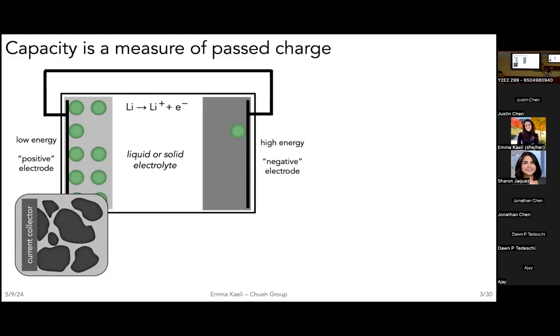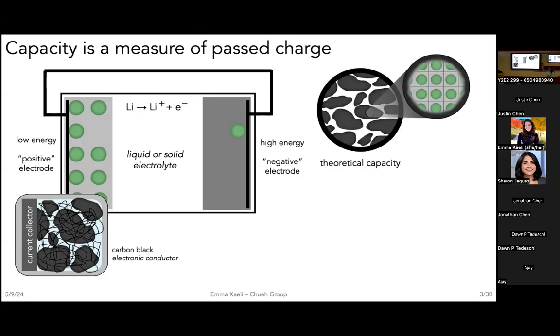We have a series of particles that are going to be connected to the current collector, which does exactly that, collects your electrons, connected by some sort of electronic conductor. We use carbon black. And the whole thing is infiltrated with the electrolyte. In this case, I'm showing the liquid electrolyte, which makes perfect contact with all of your positive electrode particles to facilitate lithium-ion transfer. Now, within these particles, our capacity is determined in part by the amount of lithium that is stored within those particles at discharge.